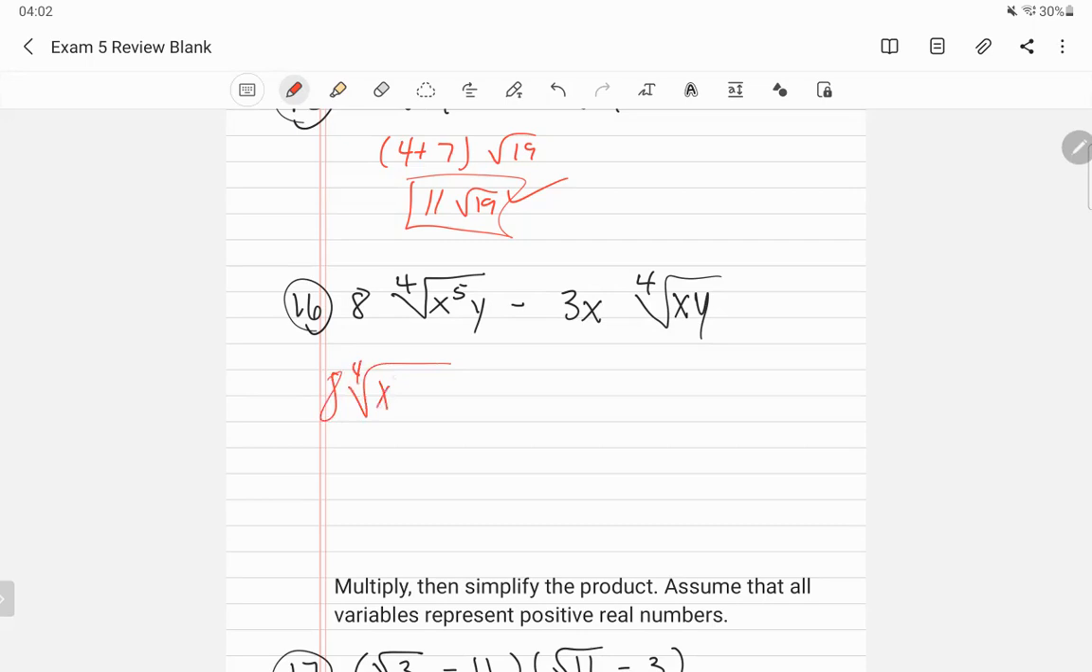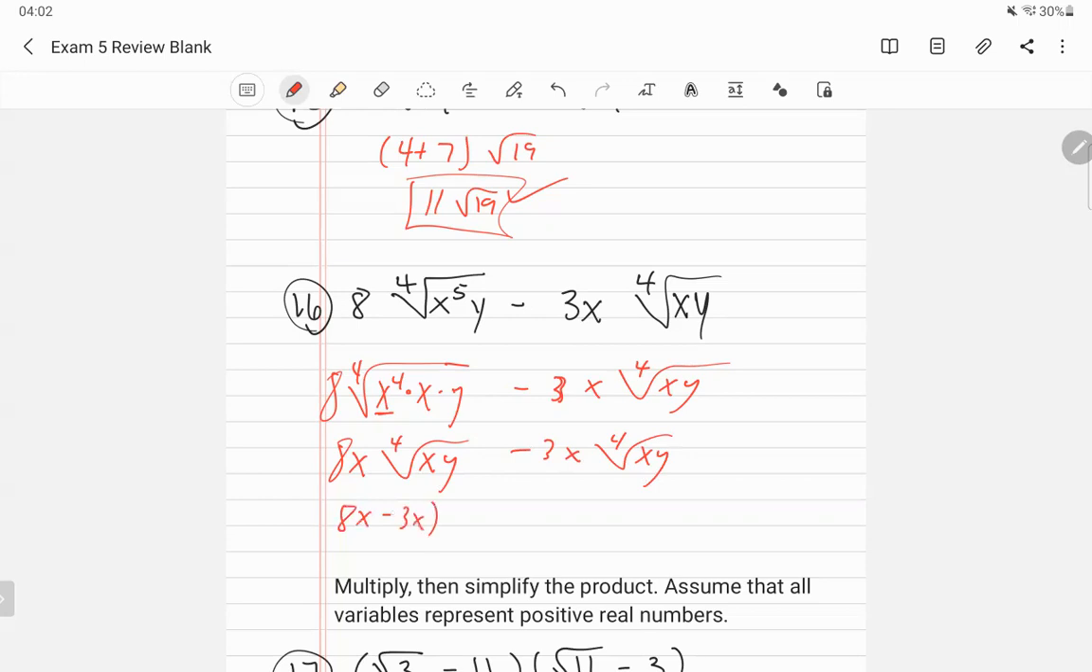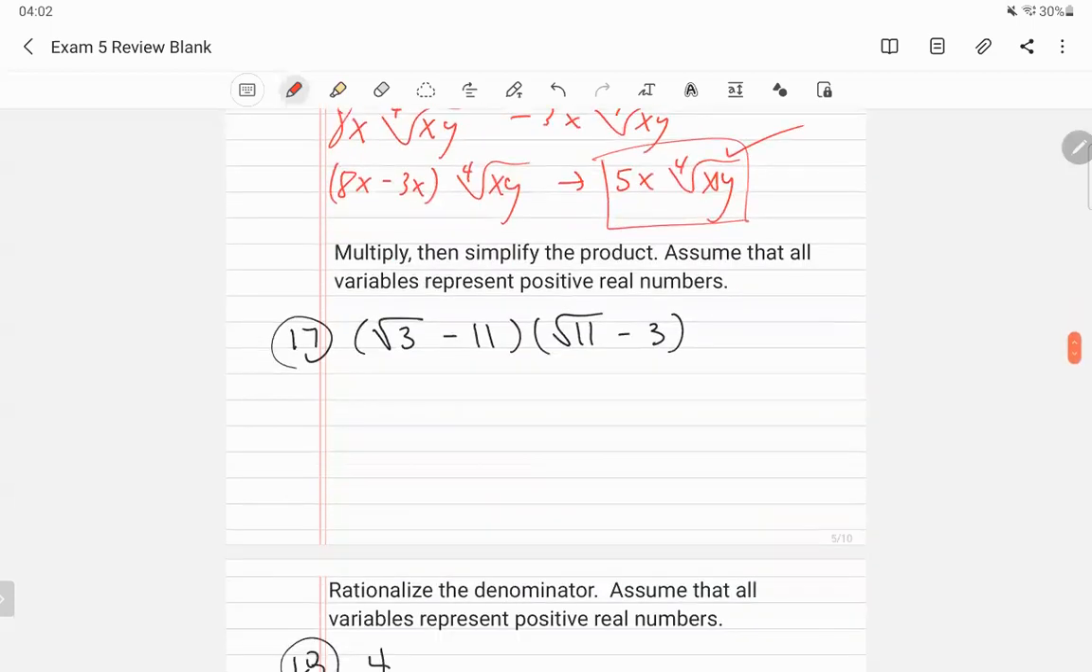Here, we're going to do x to the 4th times x times y minus 3x. And that one doesn't change. So then we get x, and we're pulling out an x here. You'll notice that the variables match and the radicands match. So I can pull 8x minus 3x to the front. And I end up getting 5x, 4th root of xy. Keep it going, keep it going, keep it going.